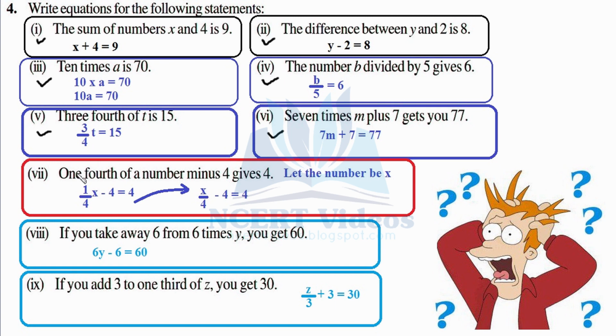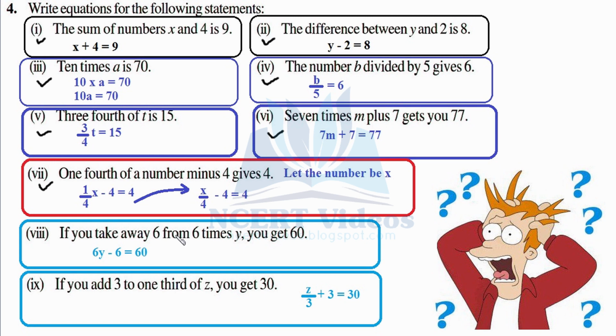Now this statement becomes 1/4 of x, this number x, minus 4. So 1 by 4th of x means multiplication with x. We have written directly minus, this is your minus 4, gives means equal to 4. So 1 into x, what does it mean? Anything multiplied with 1 is itself that number or variable. So x into 1 is x upon 4 minus 4 equal to 4. So this is your final equation.